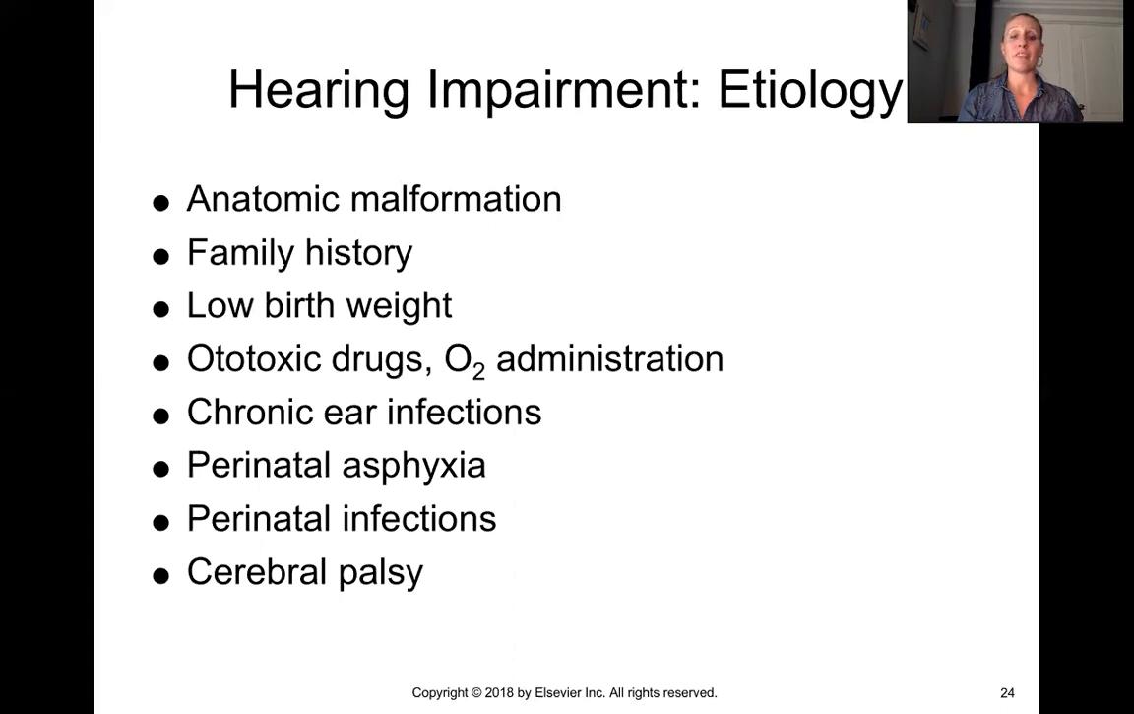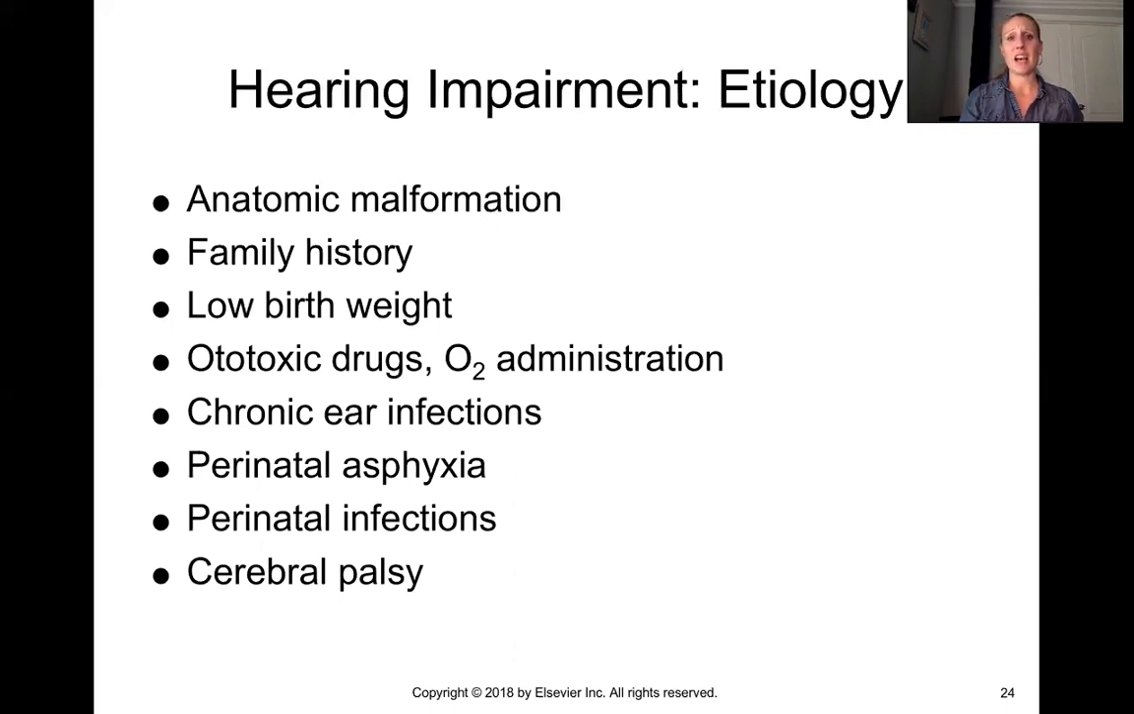The perinatal asphyxia and perinatal infections are both going to have to do with the labor and the delivery. Something infection-wise can impact the baby as early as an infection early on in pregnancy, at like 6 to 8 weeks. This can have an impact on that baby. And cerebral palsy is considered a birth injury as well.